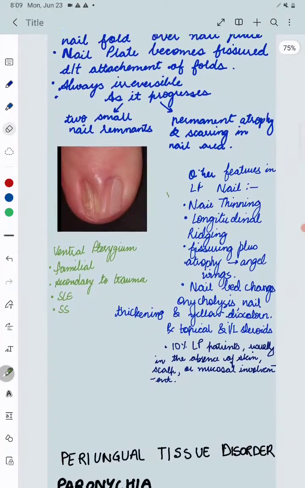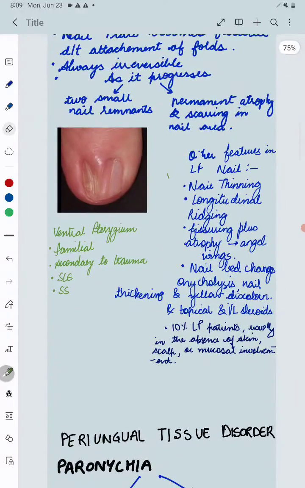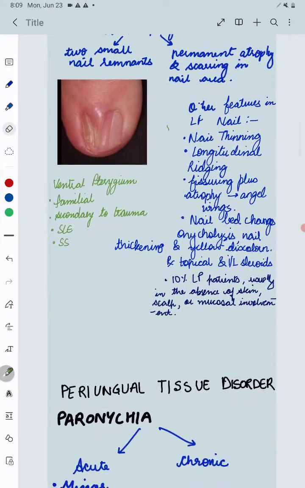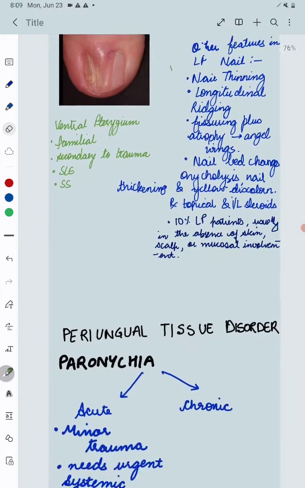Now pterygium is usually seen in lichen planus of the nail. Other features that are seen in lichen planus of the nail are nail thinning, longitudinal ridging, fissuring plus atrophy, nail bed changes, onycholysis, nail discoloration is also seen. So topical and intralesional steroids are given for that.